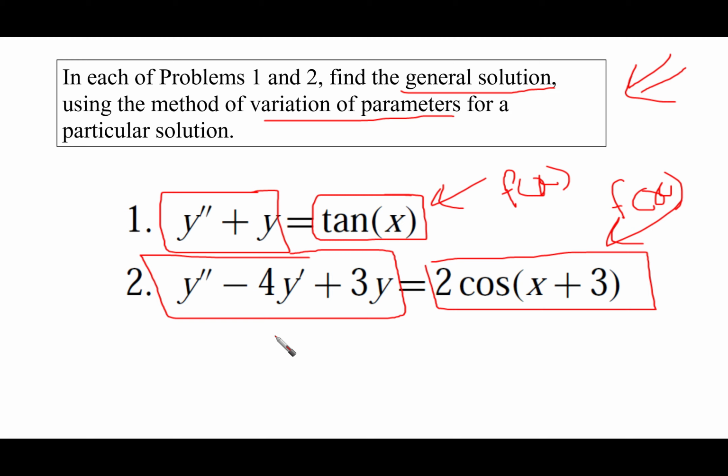Okay, now stop the video and work out these two examples by yourself.